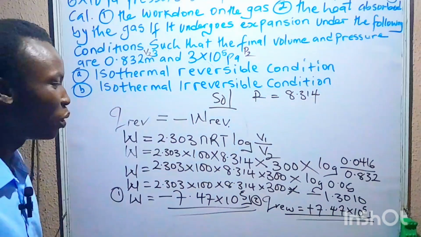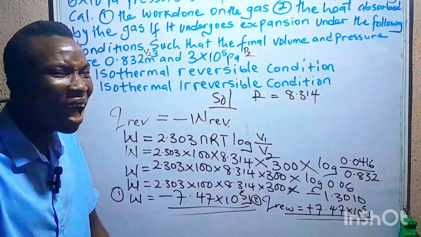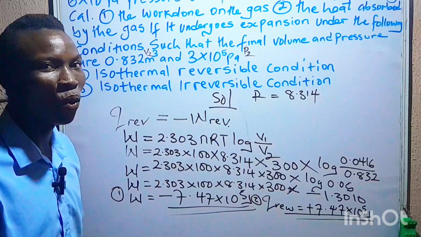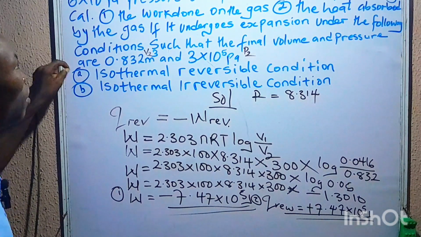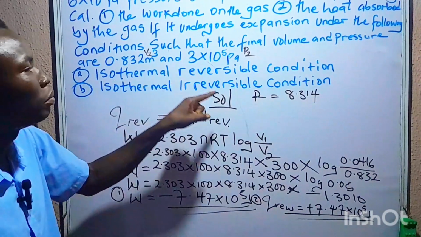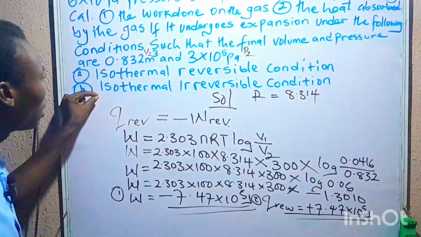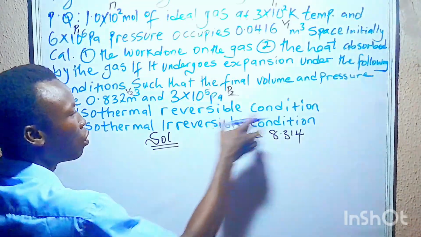So anytime you come across the problem now, you should know how to solve the problem. As simple as that. It's not hard at all, as you can see. So we have just solved the first problem, which is the isothermal reversible condition. So let us solve the second one.